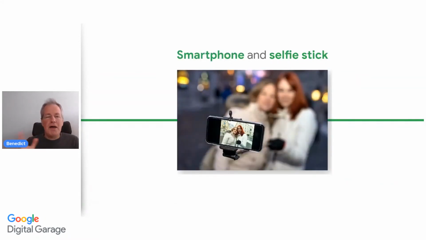Okay, smartphone and selfie stick. The most simple tools to start creating content, allowing you to take photos and videos of yourself as though you had a cameraman. That's one particular way. Of course, you can set up tripods as well.